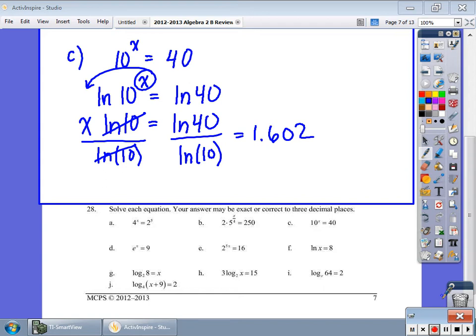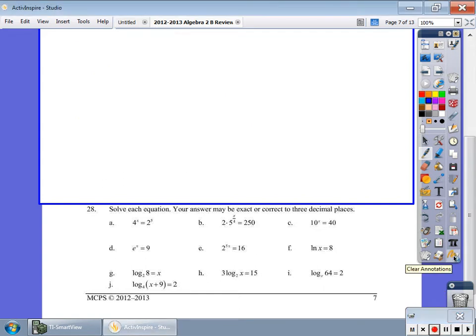Okay, continuing on, we just finished letter C. We're on to D. With letter D, we have e to the x equals 9. In this case, we can't make the e look like the 9, or the 9 look like the e, so we're going to use the natural log.